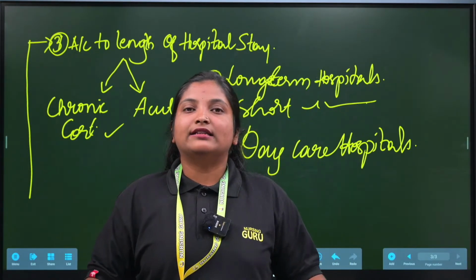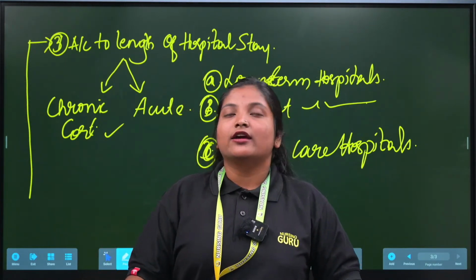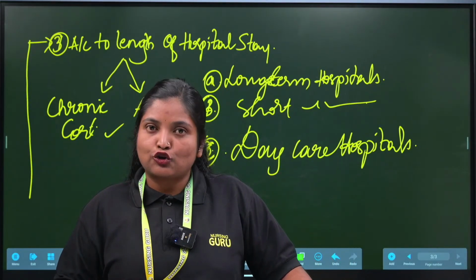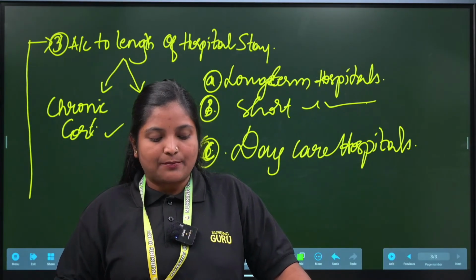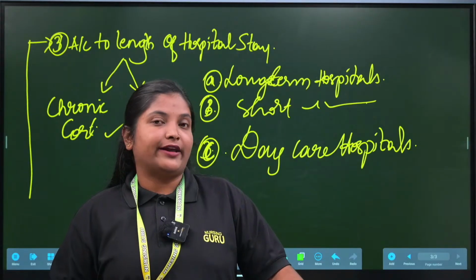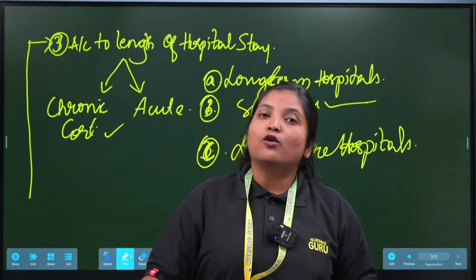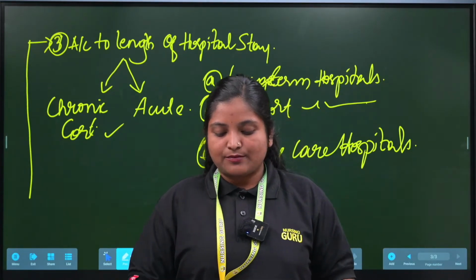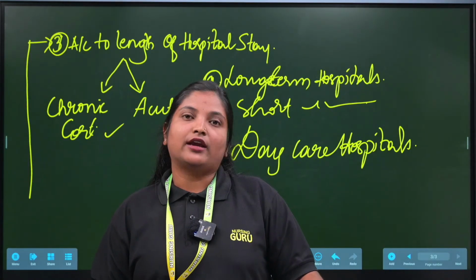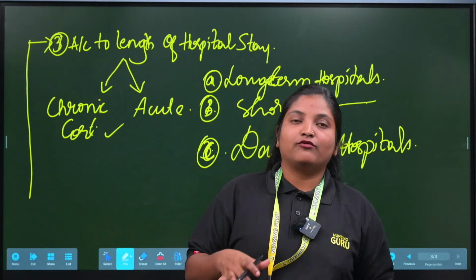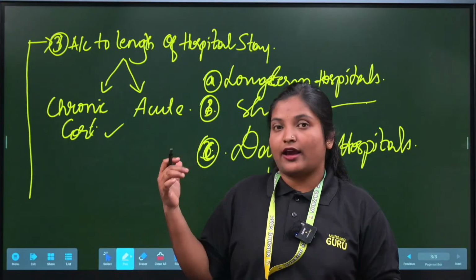As you know, this is one of the types according to the length of the stay. Under that, the first one is chronic care hospitals, or long term hospitals. In these hospitals the patient may stay for a long time. For example, leprosy hospitals, where those suffering with leprosy have to stay for so long. The disease may be chronic in nature. If the disease takes a long time, definitely you have to go for the chronic care hospital.